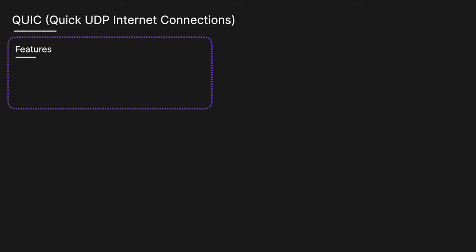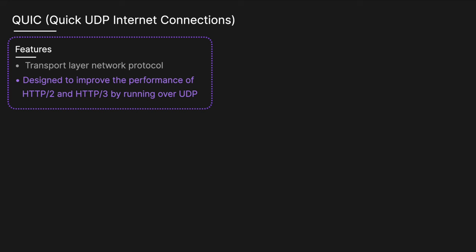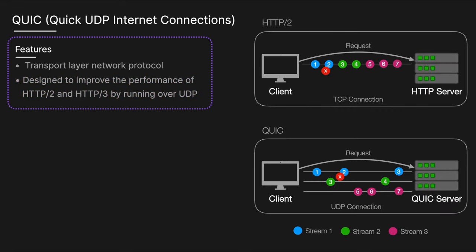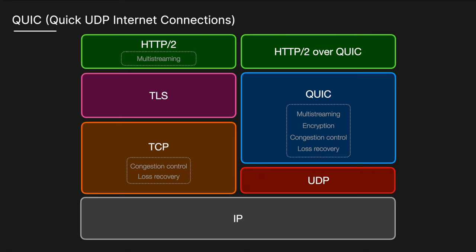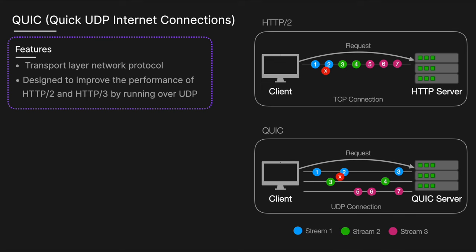And then finally, we have QUIC. QUIC, which stands for QUIC UDP Internet Connections, is a transport layer network protocol initially developed by Google and designed to improve the performance of HTTP/2 and HTTP/3 by running over UDP rather than TCP. So how does it work? QUIC combines the features of TCP, TLS, and HTTP/2 into a single protocol. It establishes a secure and reliable connection over UDP. It allows multiple streams of data to be multiplexed, reducing latency and improving load times. And QUIC handles packet loss more efficiently than TCP, avoiding head-of-line blocking and enabling faster recovery.